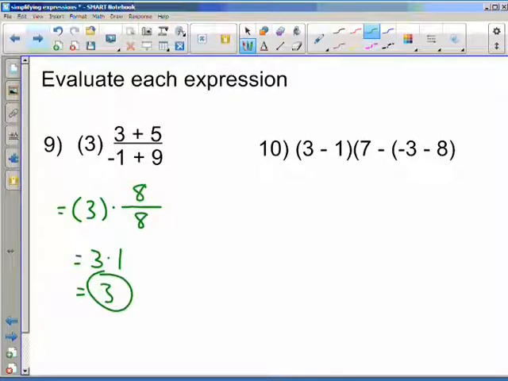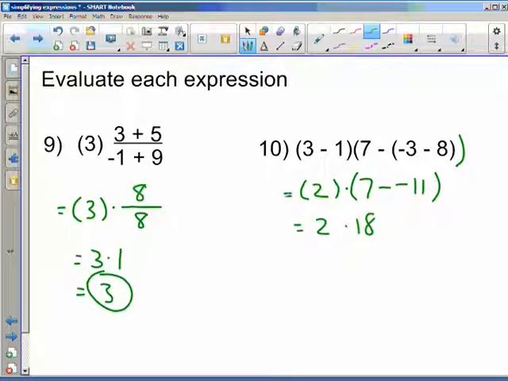Number 10, got some nested parentheses there. We got a 3 minus 1. Those are in parentheses, so we can actually do that math. We're going to have a multiply in here. 7 minus, and then negative 3 minus 8 is negative 11. 7 minus negative 11 is 7 plus 11, that's 18.